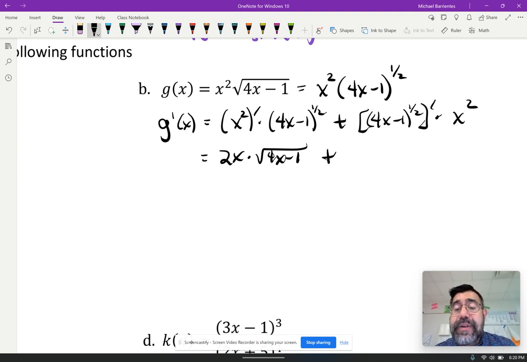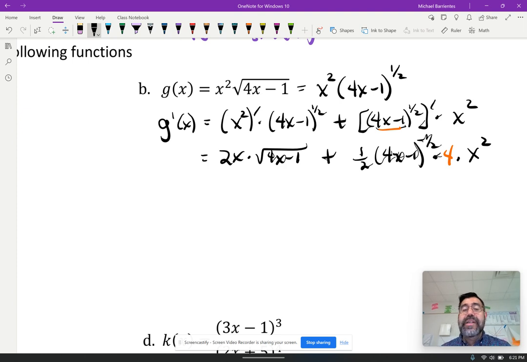Plus, the derivative over here is going to be 1/2 with the inside still in it to the negative 1/2 times the derivative of the inside, and the derivative of the inside is 4, times the x squared that was already there. So I did a power rule with the outer function. Something to the 1/2 is 1/2 times something to the negative 1/2 times the derivative of the something, the derivative of the inside, which is 4, and then times the first function that was already there.